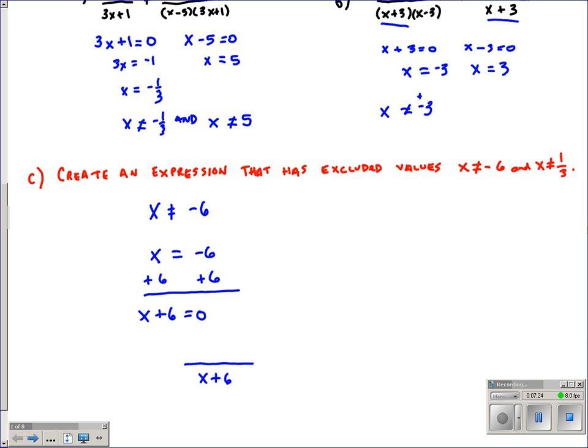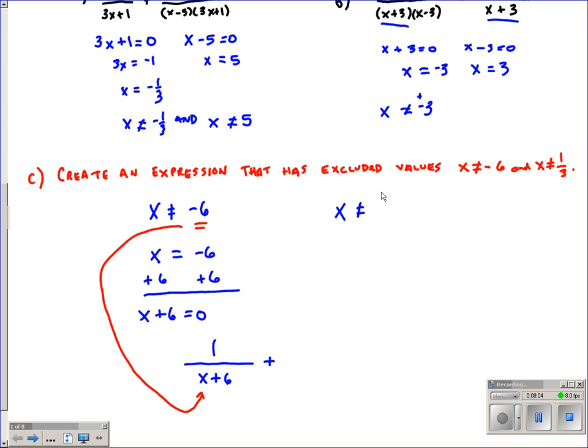If we took our -6 and plugged it in for x, that would end up giving us 0 in our denominator. So as long as we have x plus 6 in our denominator for part of our overall expression, that'll work. And it doesn't even matter what we have in the top. We could just say 1 over the quantity of x plus 6. And I'm just going to make my other excluded value come from a separate fraction. I could say plus, and now let's do the same thing with x cannot equal 1/3.